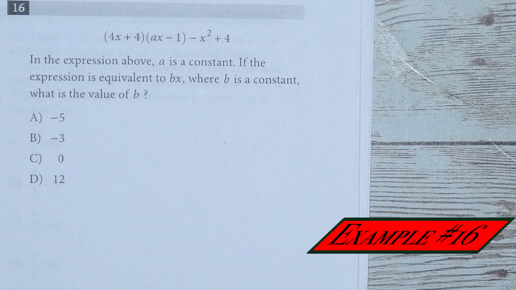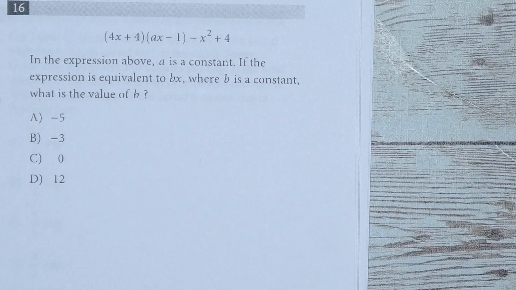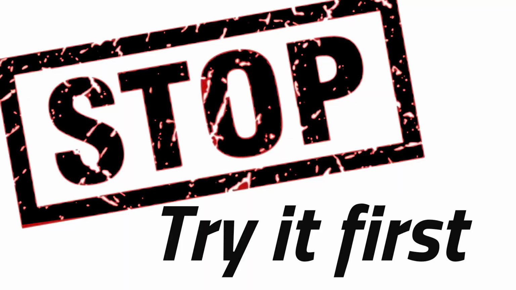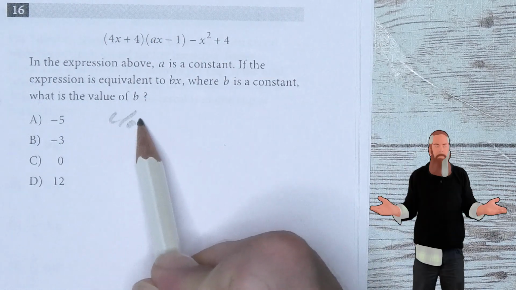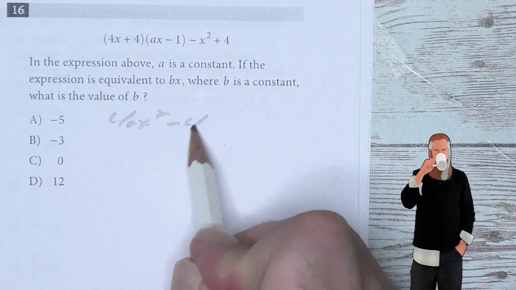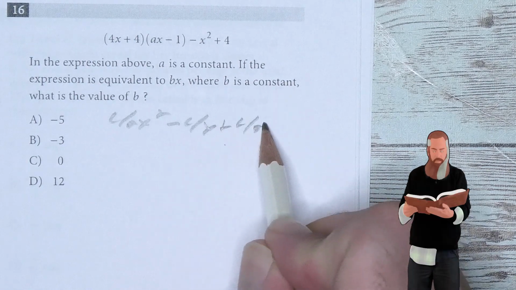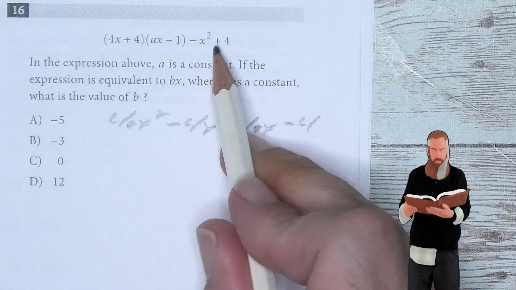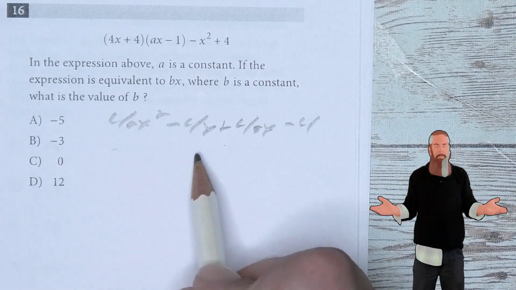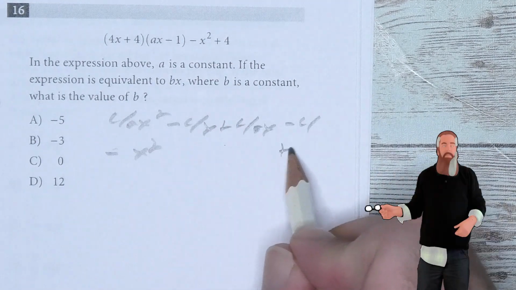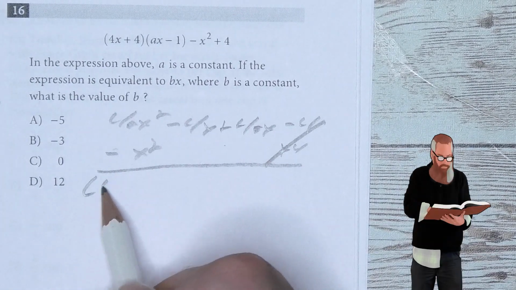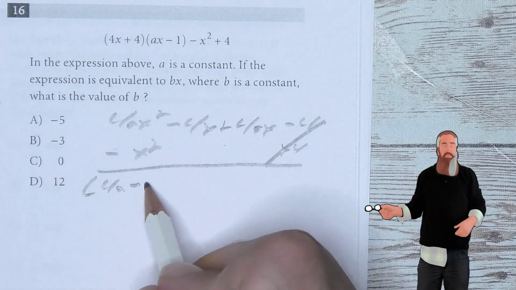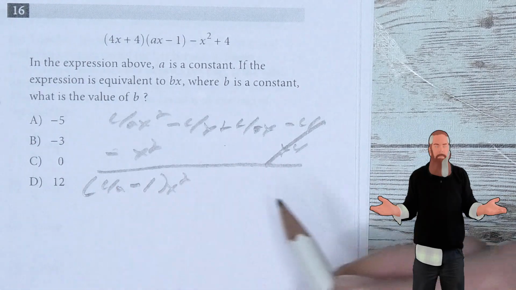In the expression above, a is a constant. If the expression is equivalent to bx, where b is a constant, what is the value of b? So let's multiply out all of this to start with. This is going to give us 4ax squared minus 4x plus 4ax minus 4. Now over here we have a minus x squared and we have a plus 4. So these 4's get to eliminate for us. This is going to give us right here 4a minus 1, and these are x squareds.